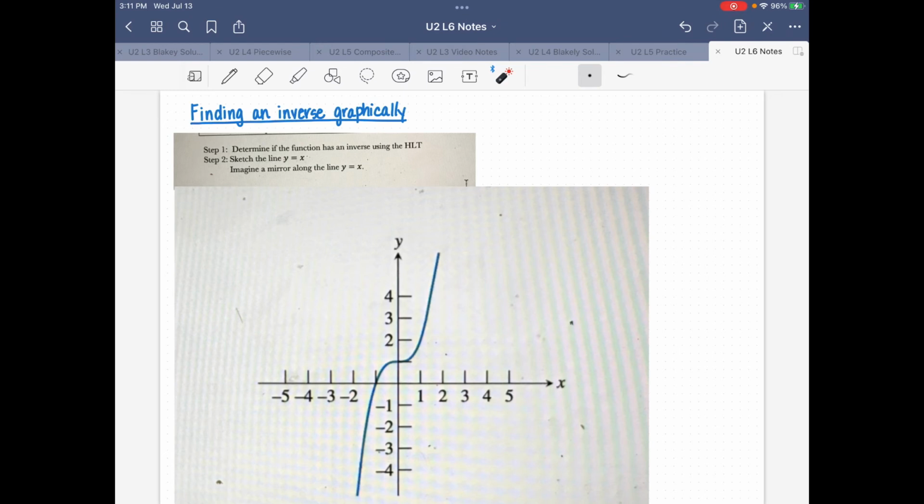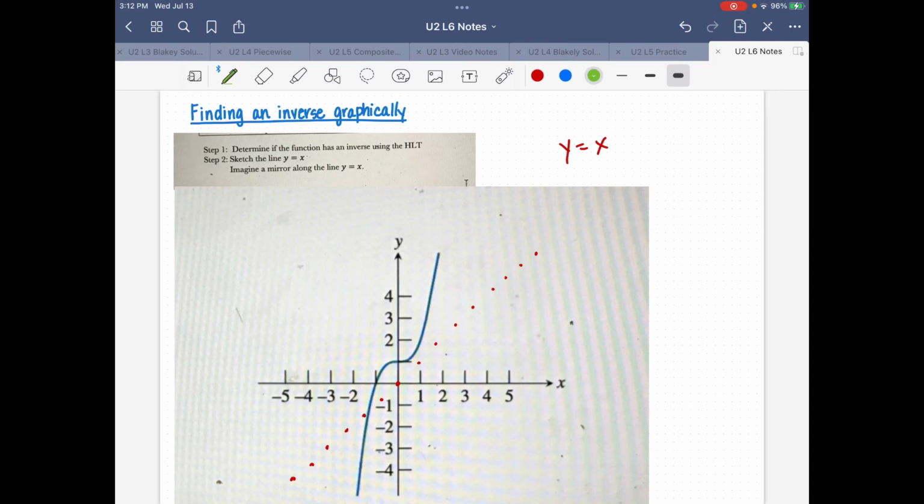To sketch that, y is equal to x has a y-intercept at 0, and it has a slope of 1. So this is what my y is equal to x line looks like. I'm just going to draw a dotted line in red. You're imagining a mirror, we want to mirror this image. So for my inverse, I'm going to take points that are on the graph and reflect them across this imaginary y is equal to x line.